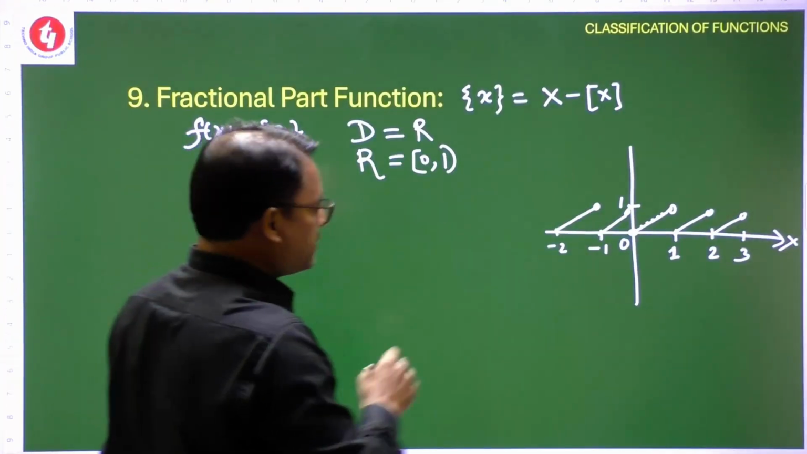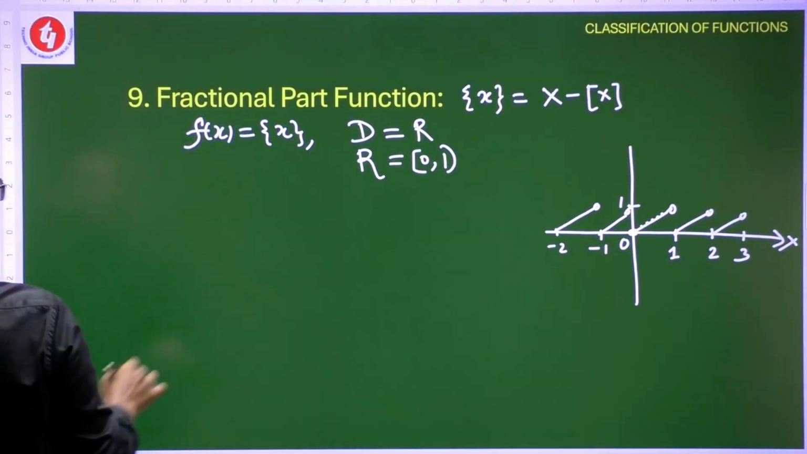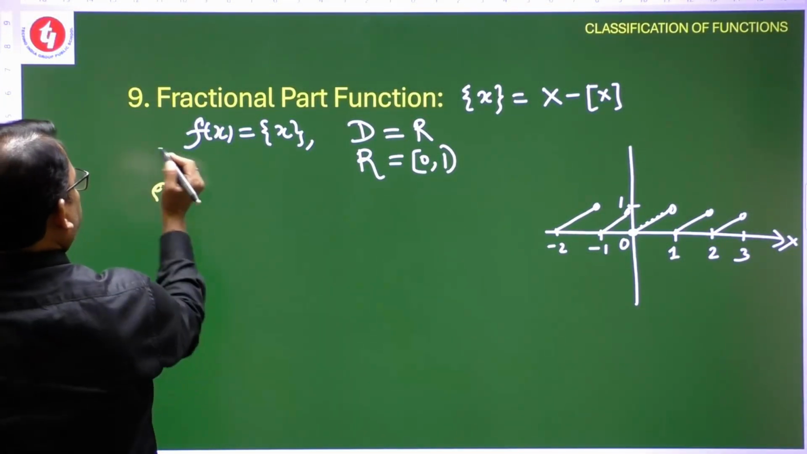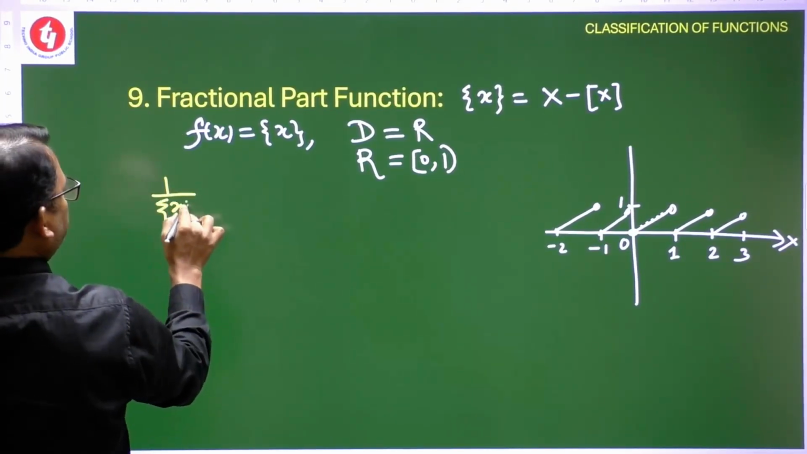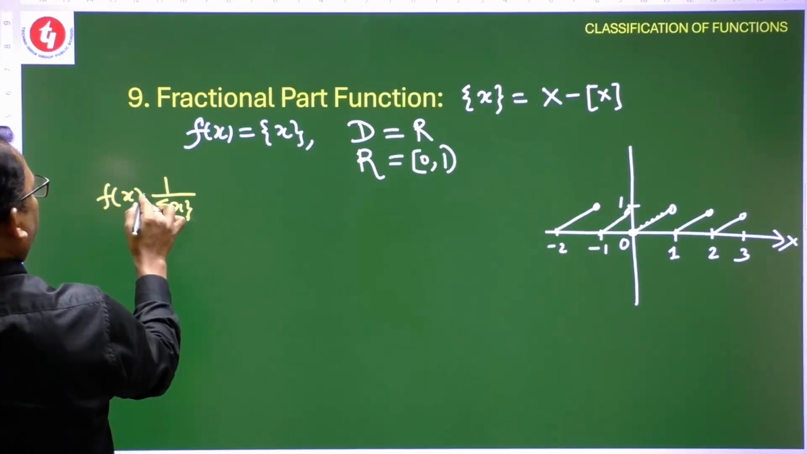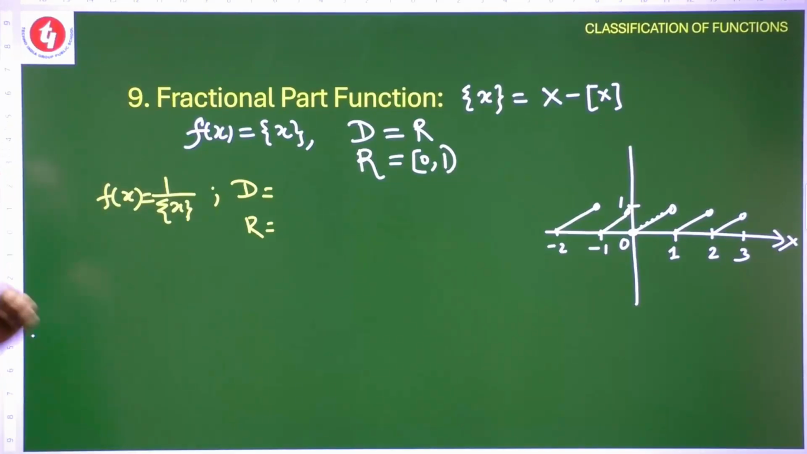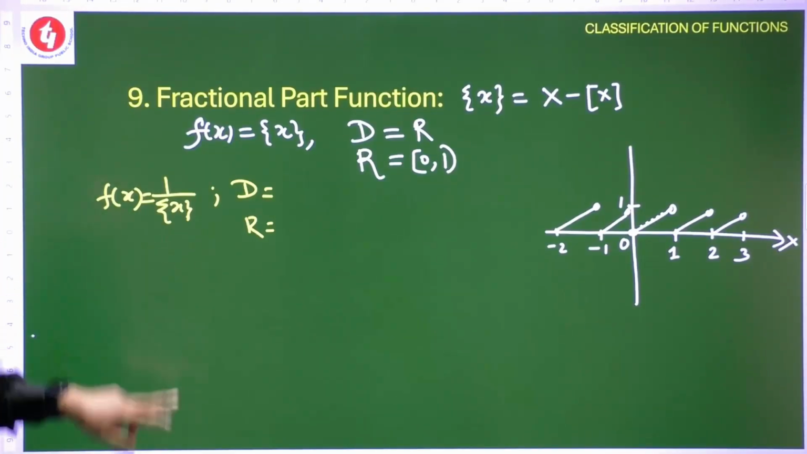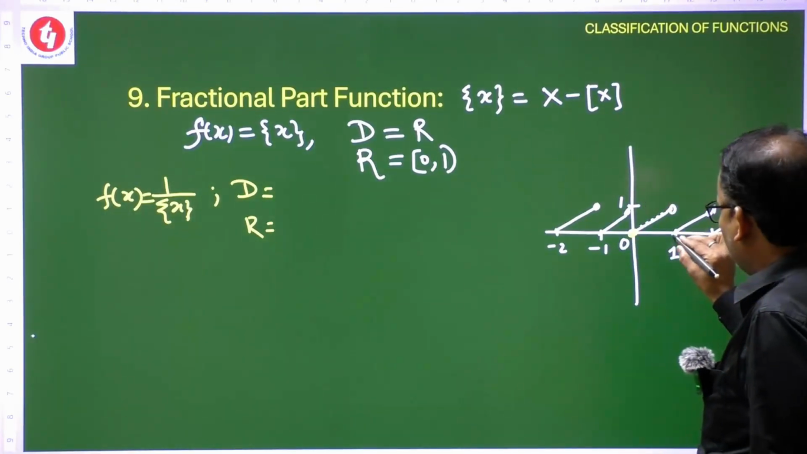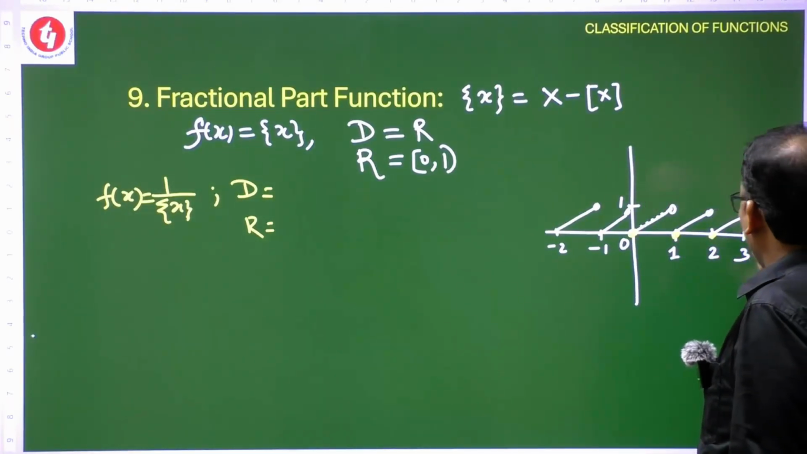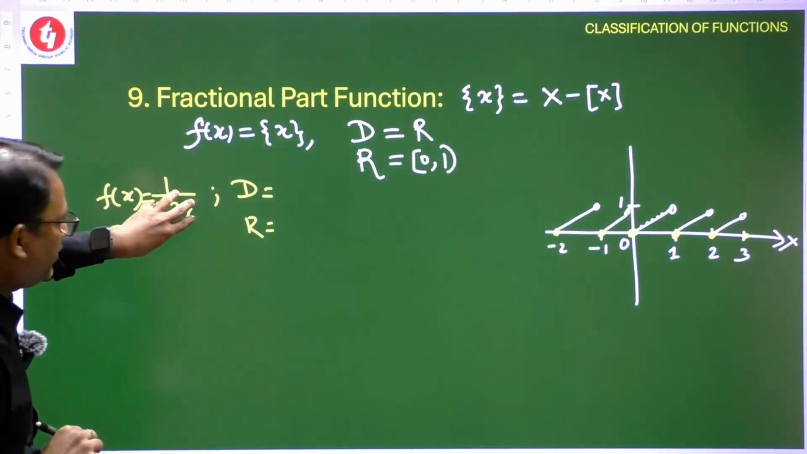Now if I have this function, 1 by the fractional part of x, what is the domain and range of this one? So the domain is what? You notice that at the integral points it is 0. At the point 0 the fractional part is 0, at the point 1 it is 0, at the point 2 it is 0, at the point 3 it is 0, and at minus 1, minus 2 also. So that means you can't take the integral points because the denominator becomes 0.